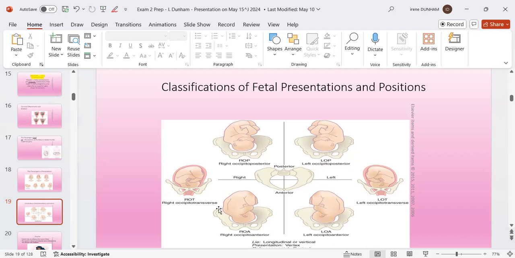And all that means, when it means ROA or LOA, that means his back is going to be toward mom's left side. On this one, the back of the baby is toward mom's right side. That's what that means. But OA is a great position to be born. And then you have occipital posterior. Now, you can see this back of his head is facing mom's coccyx, the back of her, okay?